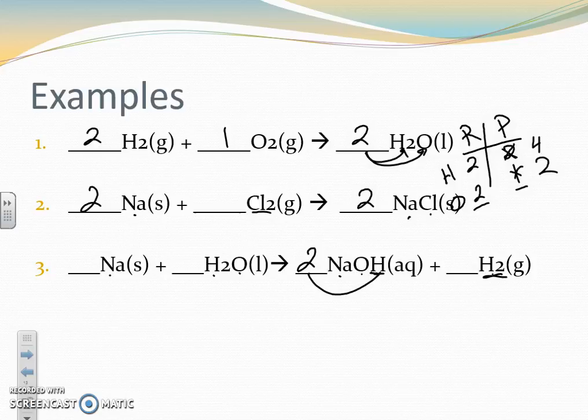So 2 plus 2 more is 4. How do I get 4 hydrogens on this side? Well, I put a 2 there. Let's check. I also changed oxygen then. So 2 oxygens and 2 oxygens. Hey, that's balanced. And then I also have 2 sodiums. So I need 2 sodiums here. Balanced like that. So 2, 2, 2, 1 is my correct answer for that one.